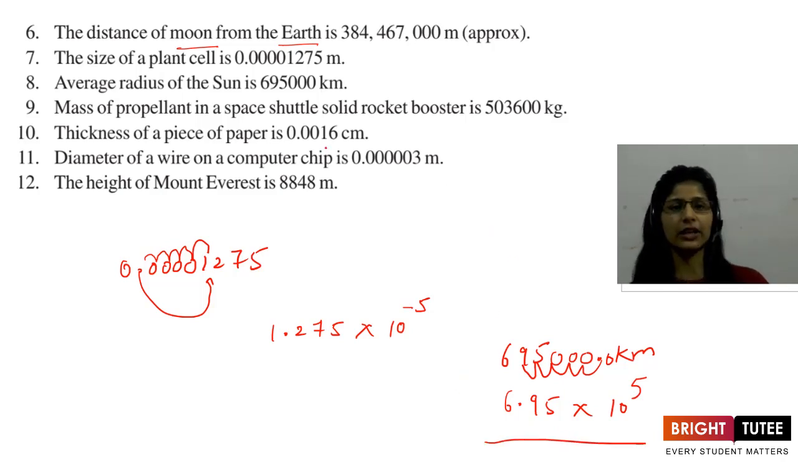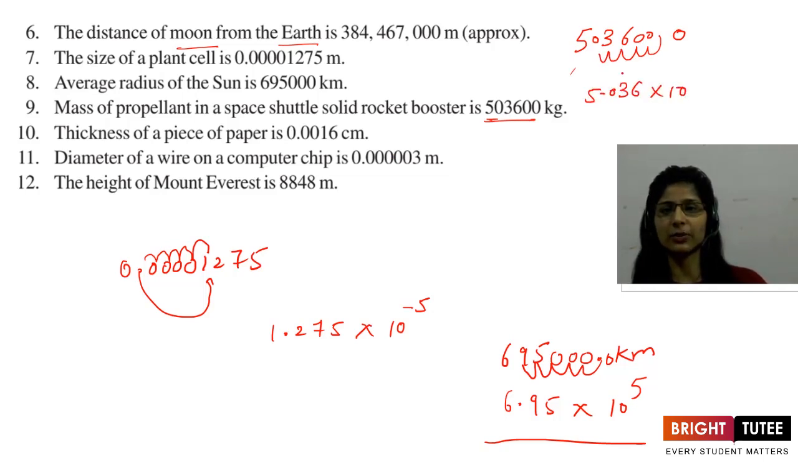Got it? Okay, the next one is this one, 536,000 we have. So we can just consider a 0 after this, like this. And when we shift this 1, 2, 3, 4, 5. So 5.036 into 10 to the power. How many places? 1, 2, 3, 4, 5. Plus 5 because it is left side.